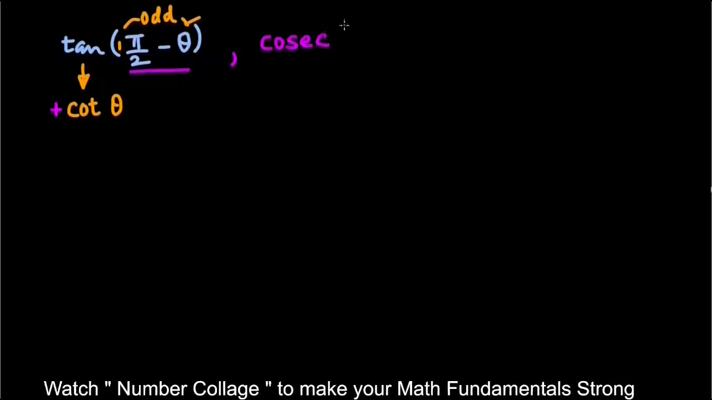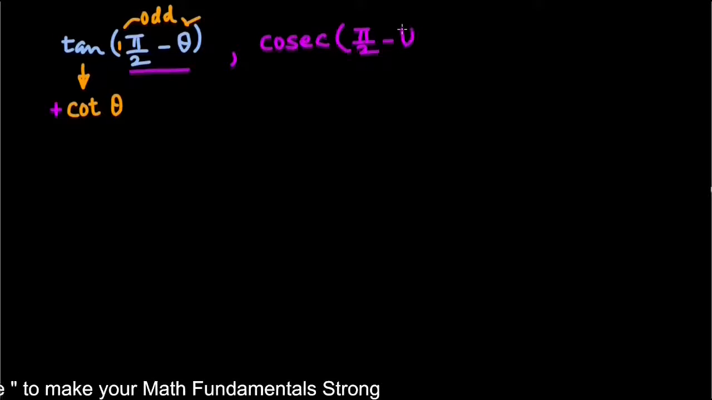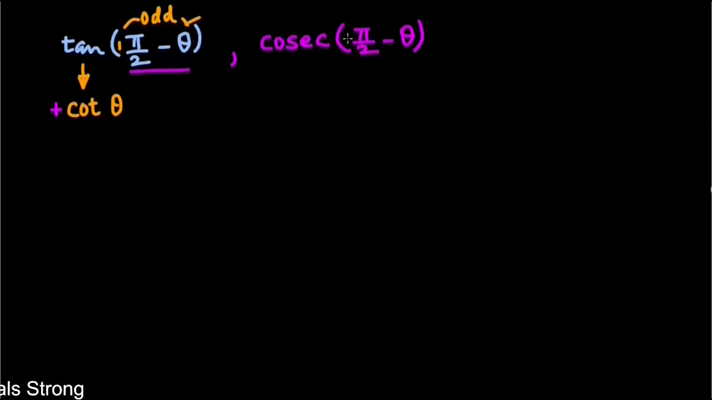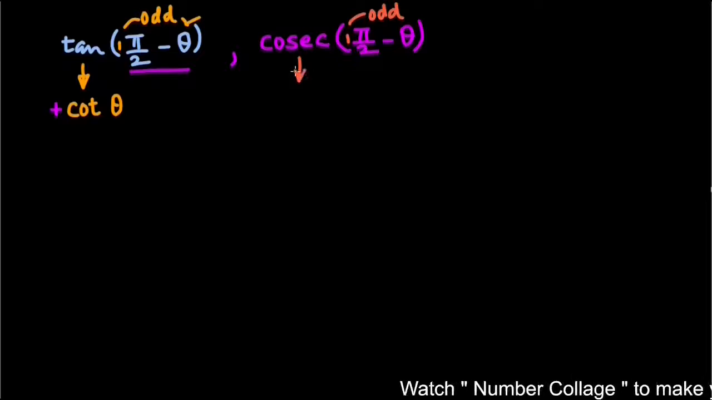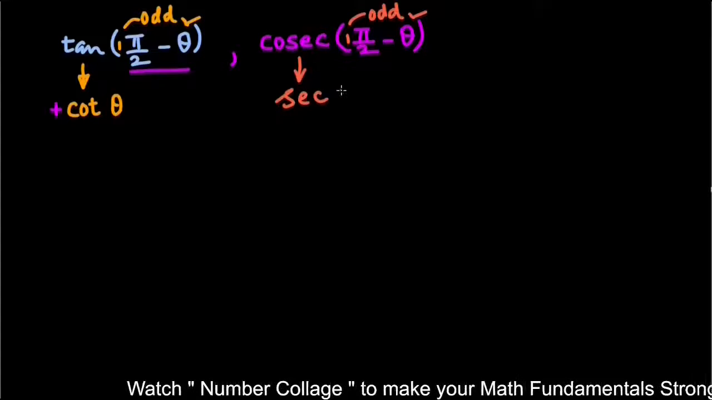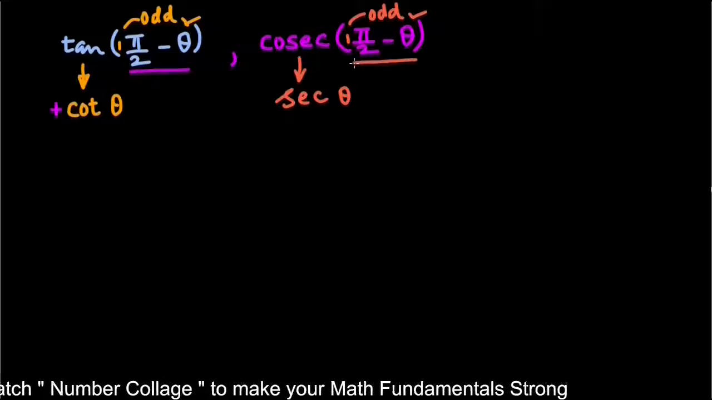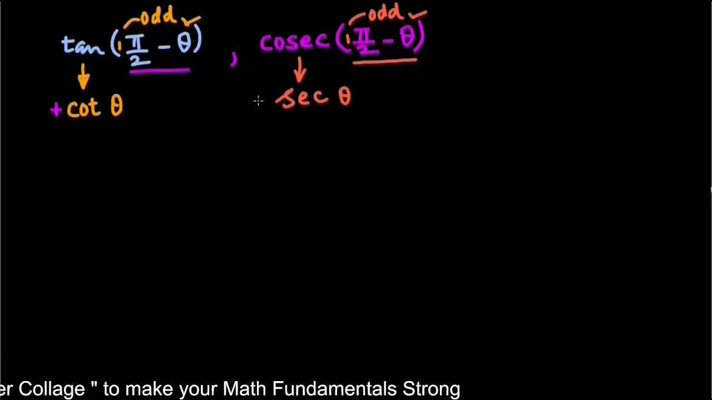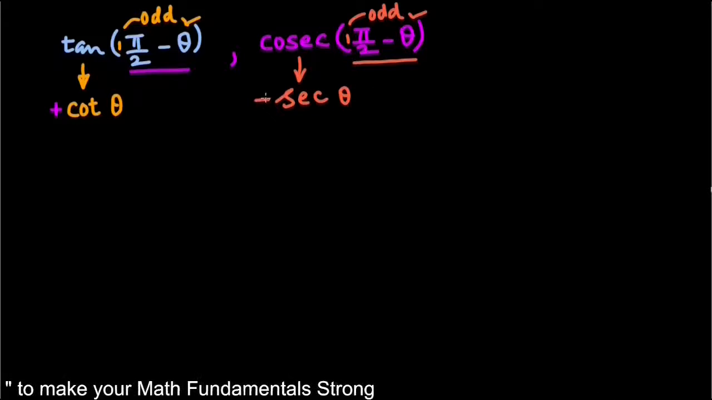What about cosec of pi by 2 minus theta? Here also, the coefficient of pi by 2 is 1, which is an odd integer. Therefore, we change cosec to sec of this angle theta. The angle pi by 2 minus theta lies in the first quadrant. In the first quadrant, all ratios are positive, so this will also be positive.